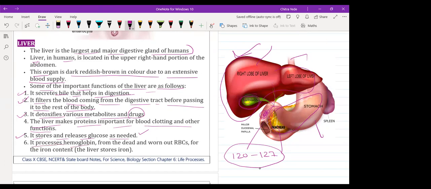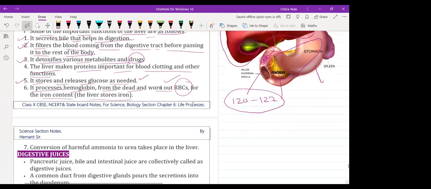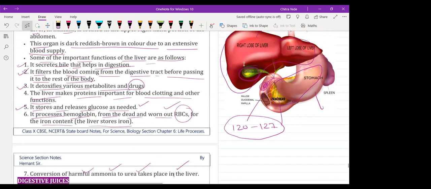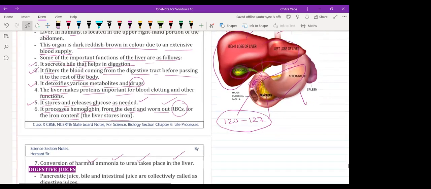It processes the hemoglobin from dead and worn RBCs for their iron content. The liver stores the iron also, because the dead RBCs contain iron, so the iron or hemoglobin is absorbed by the liver only. This is a very important function of the liver. The conversion of harmful ammonia to urea also takes place in the liver. So these are the important functions of the liver. Easy, everyone.